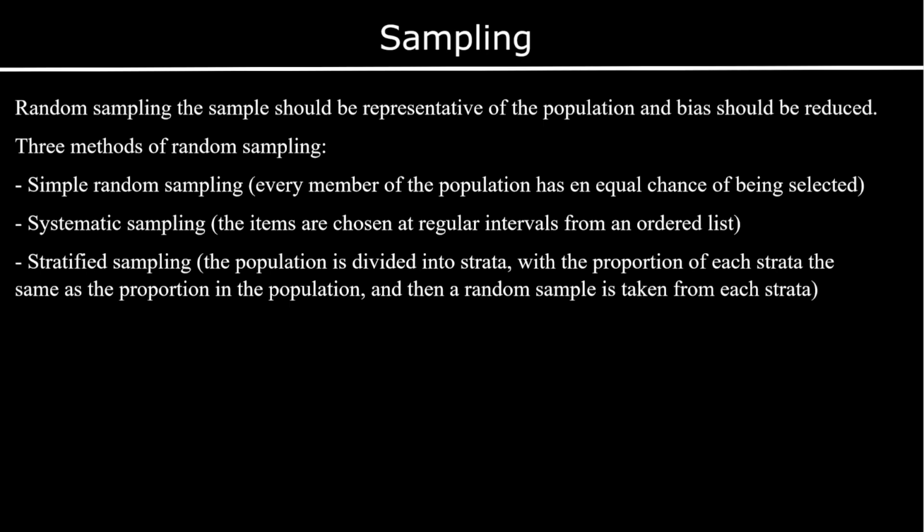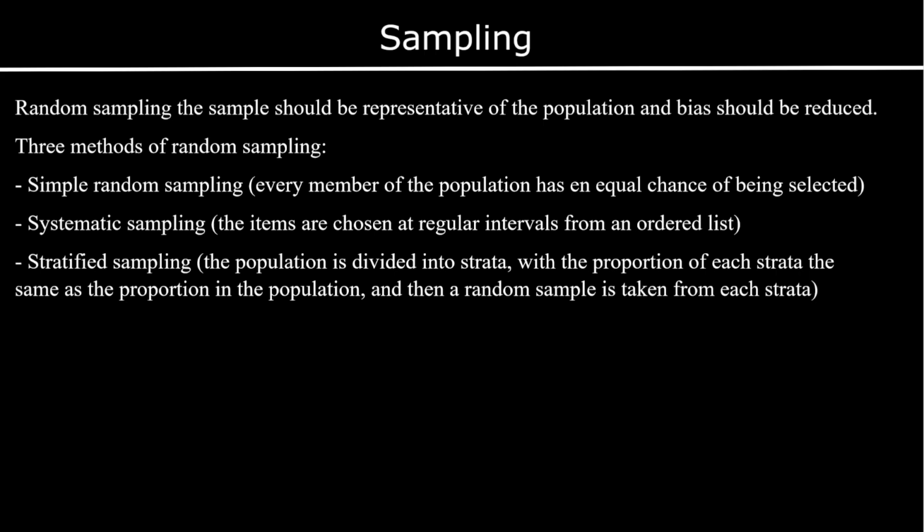In this video, we are looking at random sampling. In a random sample, the sample should be representative of the population, so bias should be reduced. We've got three methods of random sampling. We've got simple random sampling, where every person has an equal chance of getting picked. So we could use a random number generator to pick the people, or pick the names out of a hat.